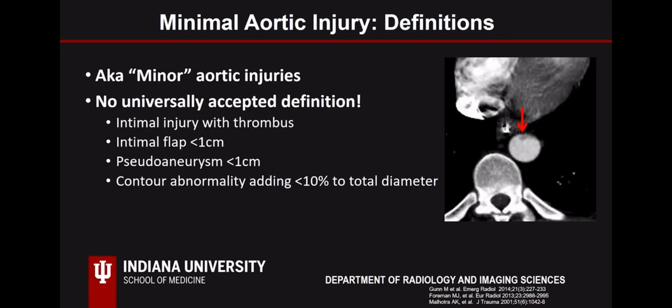Minimal aortic injuries are also called minor aortic injuries, and there is no universally accepted definition in the literature. However, those definitions that do exist include intimal injury with intraluminal thrombus, an intimal flap less than 1 centimeter in length, a pseudoaneurysm less than 1 centimeter in size, contour abnormality adding less than 10% to the diameter of the aorta, and by definition, these often have little or no mediastinal hemorrhage.